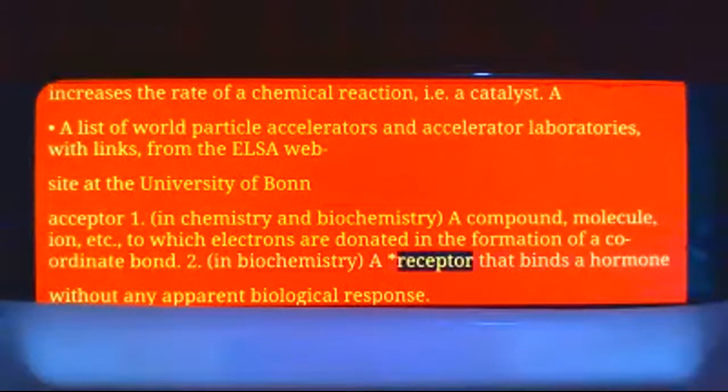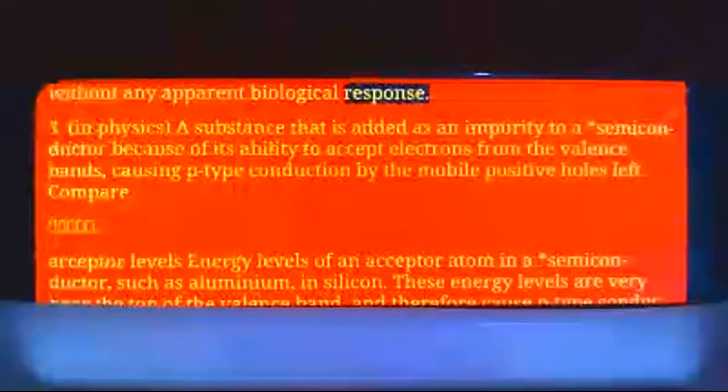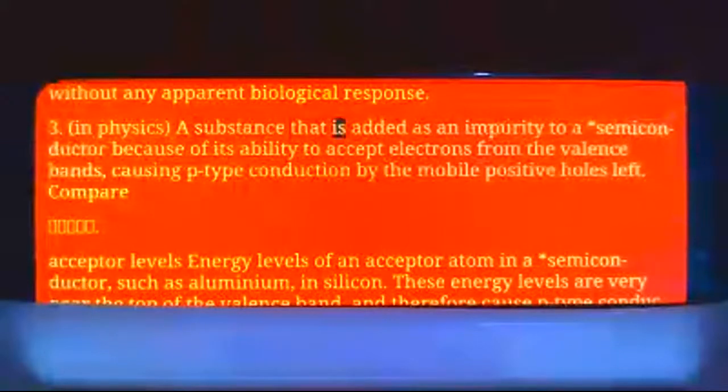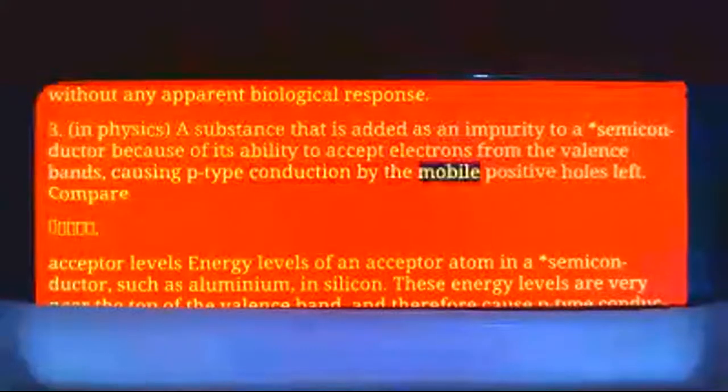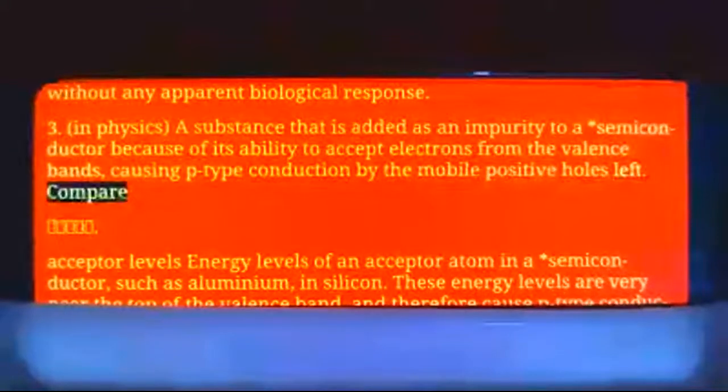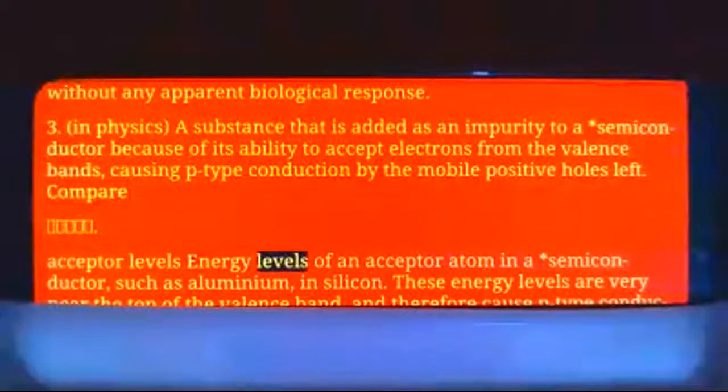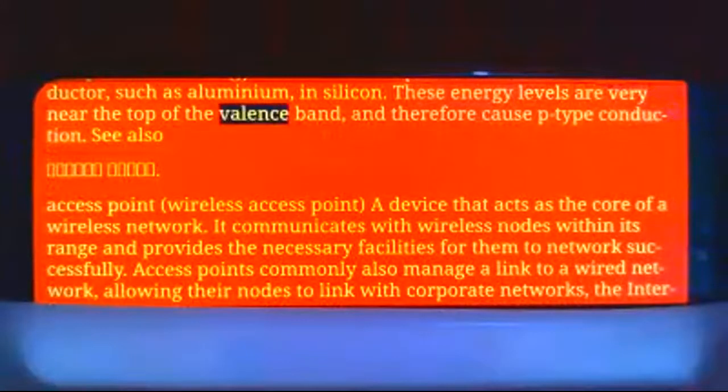In biochemistry, a receptor that binds a hormone without any apparent biological response. 3. In physics, a substance that is added as an impurity to a semiconductor because of its ability to accept electrons from the valence bands, causing p-type conduction by the mobile positive holes left. Compare acceptor levels: energy levels of an acceptor atom in a semiconductor, such as aluminium in silicon. These energy levels are very near the top of the valence band, and therefore cause p-type conduction.